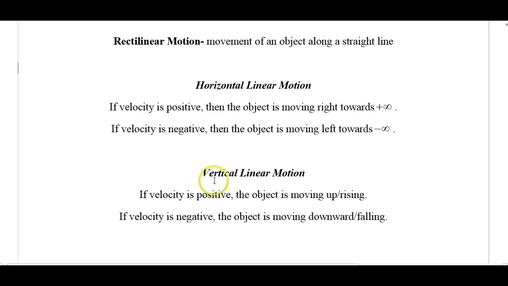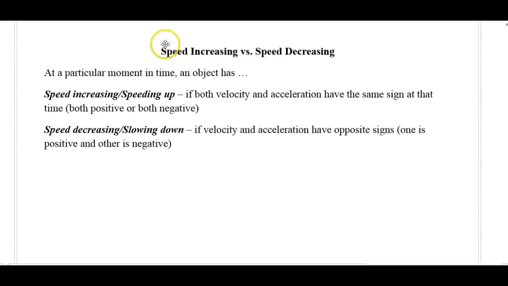If, on the other hand, we have vertical linear motion, and we're told velocity is positive, then the object must be moving up or rising. So we can think about moving up along the y-axis. And if velocity is negative, then the object is moving downward or falling. So we're thinking moving down along the y-axis.